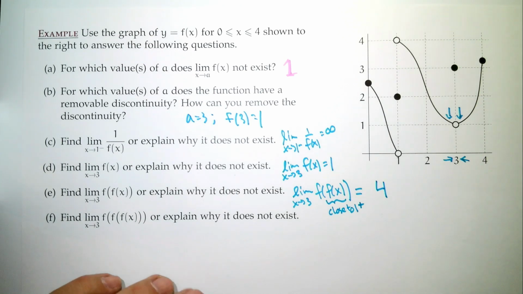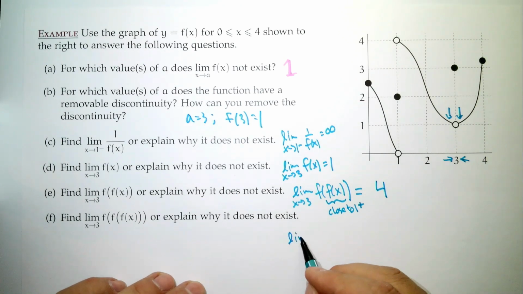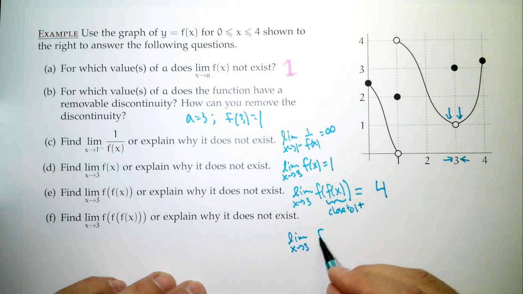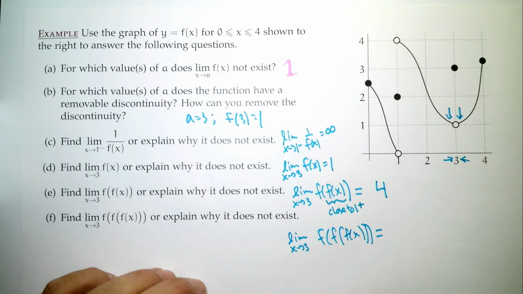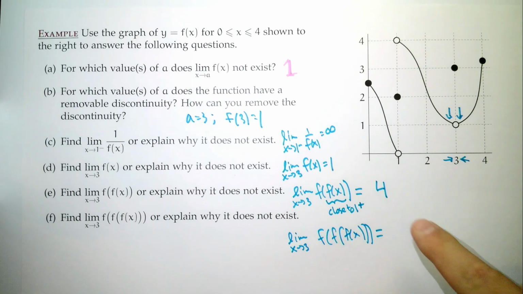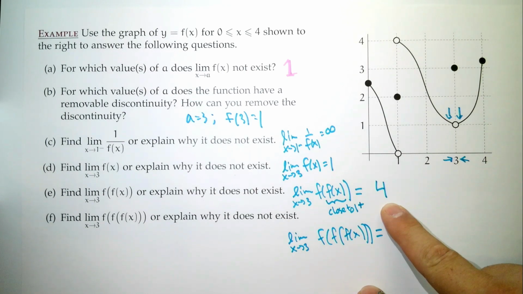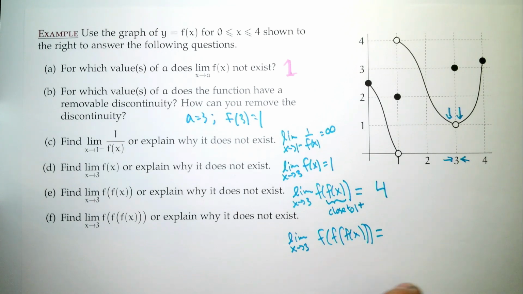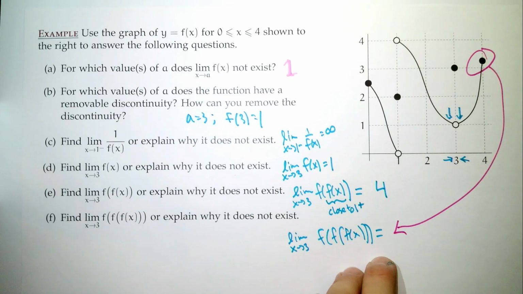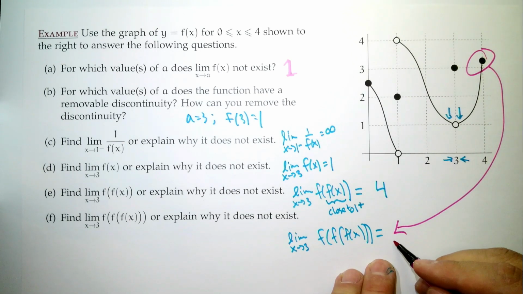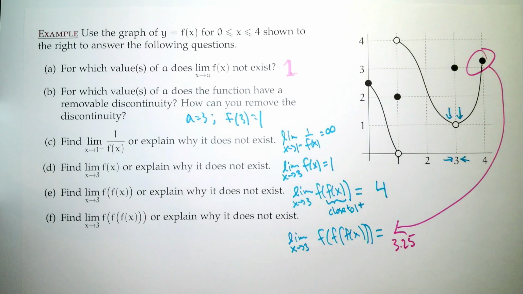All right. So what's the limit as x approaches 3 of f of f of x? What does that approach? Well, I'm getting close to 4. So what do I approach when I approach 4? Well, whatever this turns out to be. Which, eyeballing it, we'll say is 3.25. Looks like about a quarter of the way between 3 and 4.